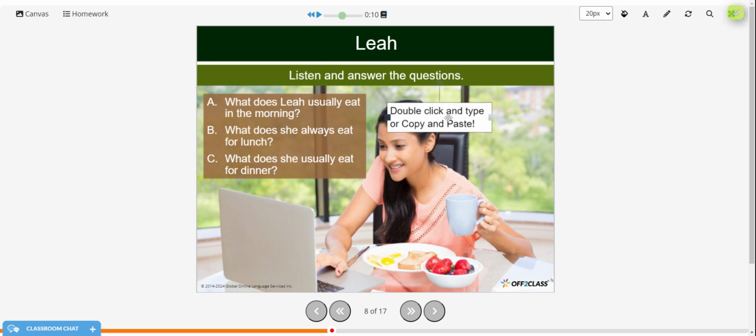Okay, so she says in the morning. She usually has an egg, some fruit, and a cup of tea. And then what does she always eat for lunch?